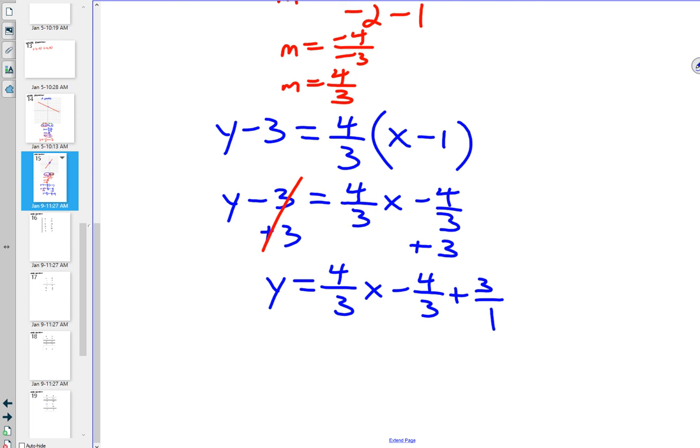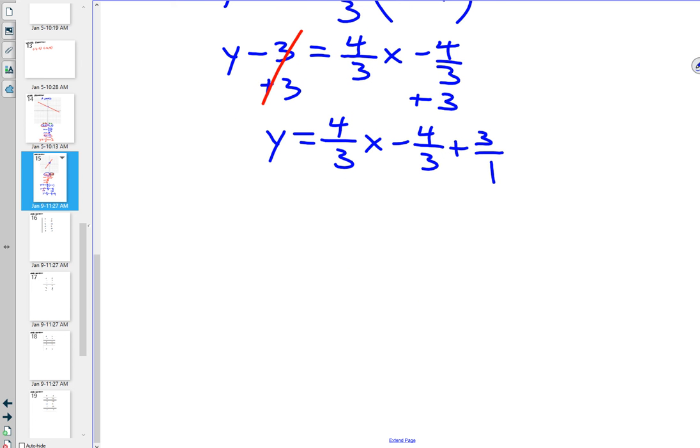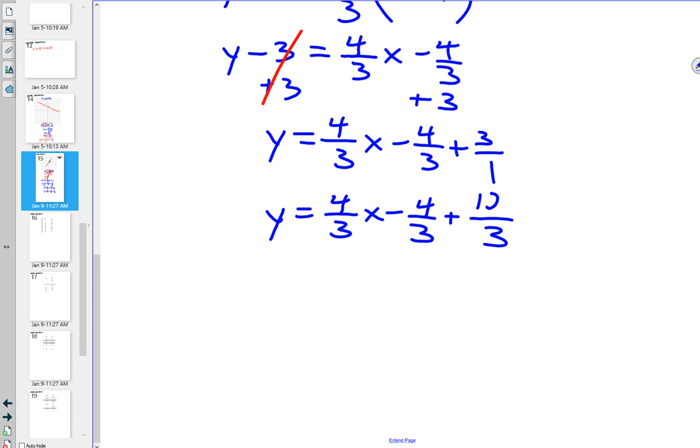If you know how to do this on the calculator, fine. I mean, be my guest. But if you don't, what's the least common denominator of 3 and 1? 3. So that means that the 4/3 gets to stay the same. This negative 4/3 gets to stay the same. But then this 1 has to turn into a 3 on the bottom. 1 times what gives you 3? So 4 times 3 is, sorry, 3 times 3.